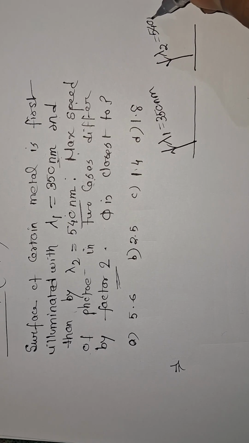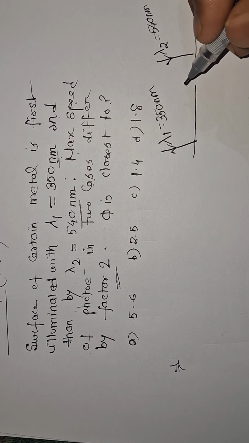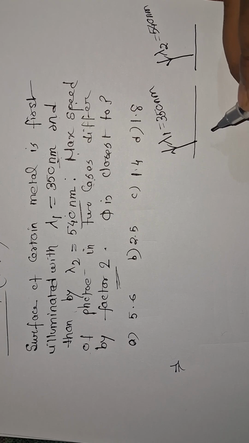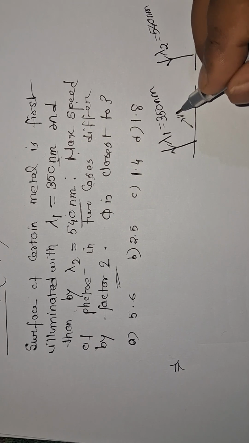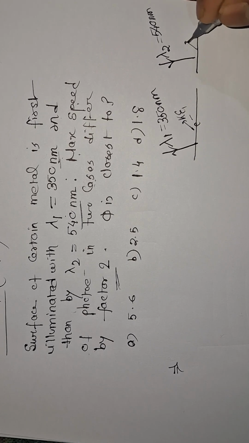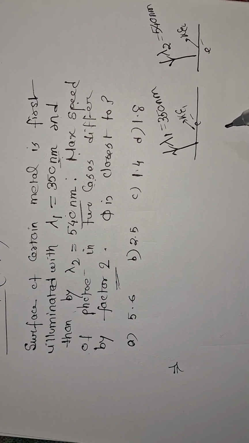Okay, in both cases what we have observed is that the velocity, or the speed by which the electron got ejected, differs by a factor of 2. That is, if this is my Ke1, this is my electron, and this is my Ke2 electron, so the velocity of Ke1 differs by a factor of 2 from Ke2.